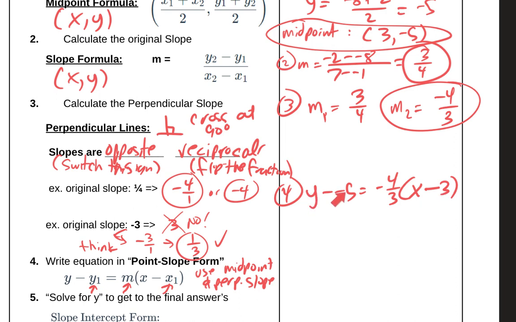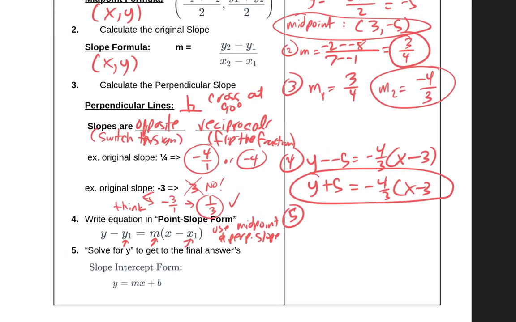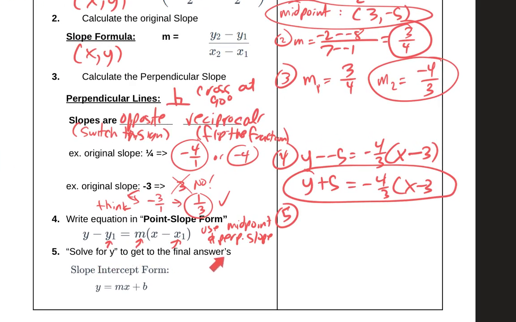Now, one thing is we may want to change that double negative, right? So let's say that's y plus 5 equals negative 4/3 times quantity x minus 3. Okay, and let's circle that because that's what we'll use. All right, next we're getting very close. Now we're going to do step number 5. Now we're going to solve for y to get to the final answer.